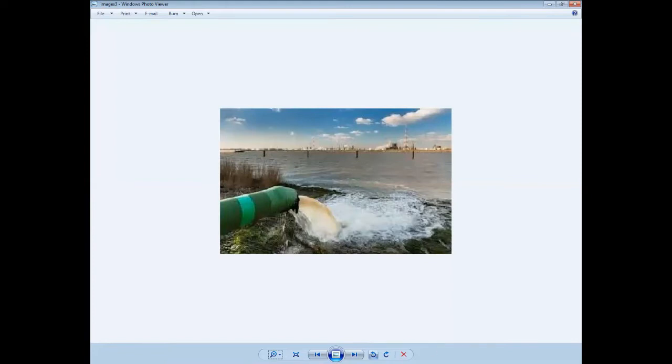As you have seen in the pictures on the screen, they show different types of pollution. In the pictures, you have also seen all different types of chemicals and trash material thrown by different companies and industries, which pollute the water as well as the air.